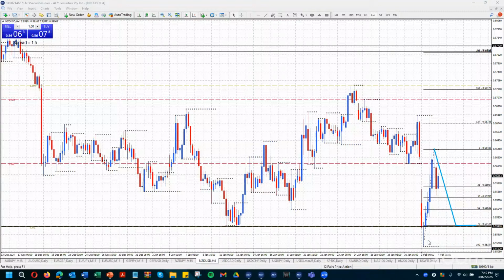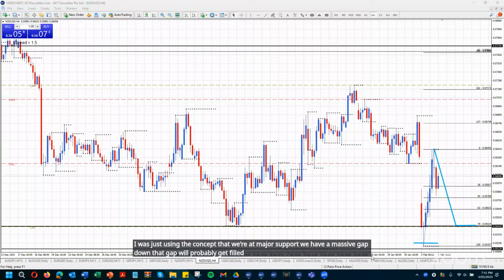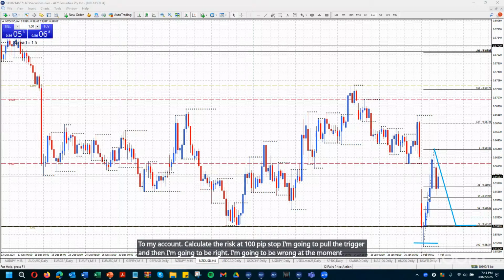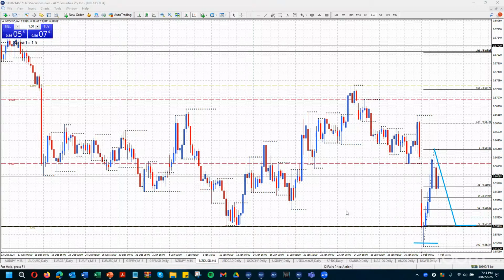And when I traded yesterday at 55.20, we still have the gaps to fill. I was just using the concept that we're at major support. We have a massive gap down. That gap will probably get filled. So when I engage in the market, I have to decide that I'm going to take some form of risk to my account, calculate the risk at a 100 pip stop, and I pull the trigger. And then I'm going to be right, I'm going to be wrong. At the moment, I've been up more than 100 pips.